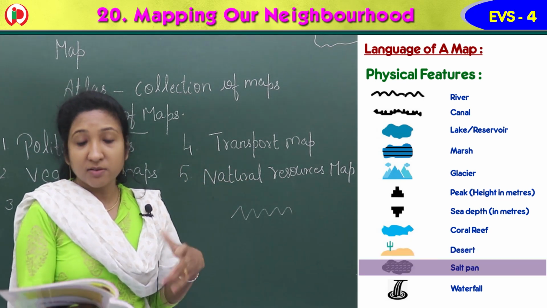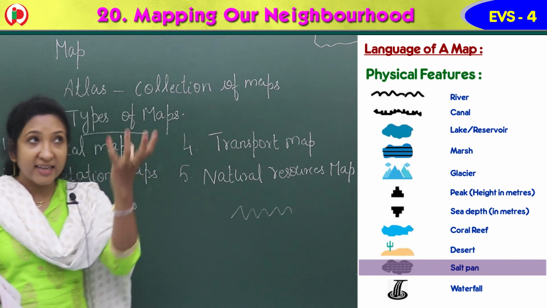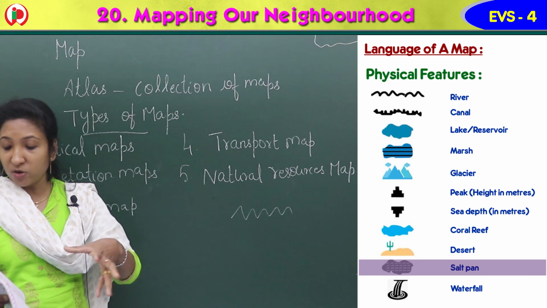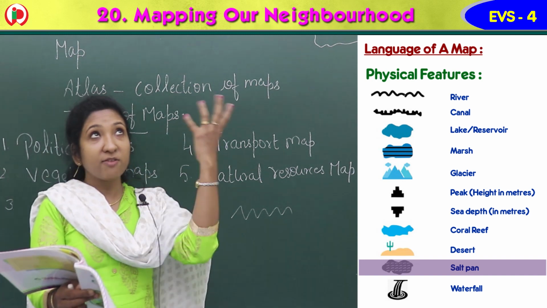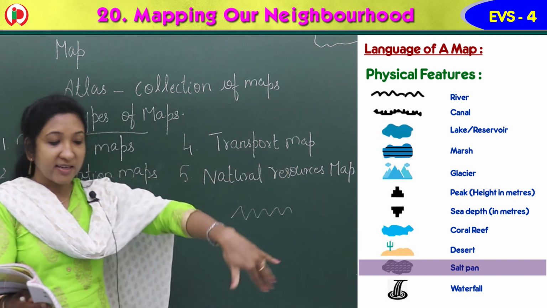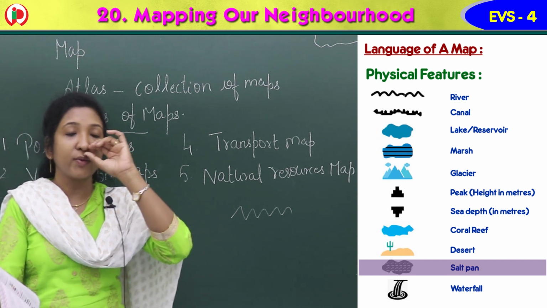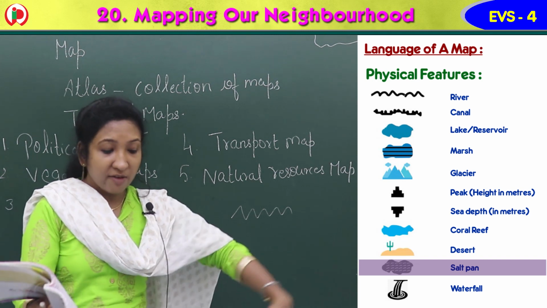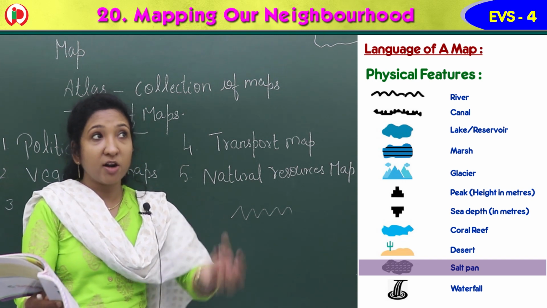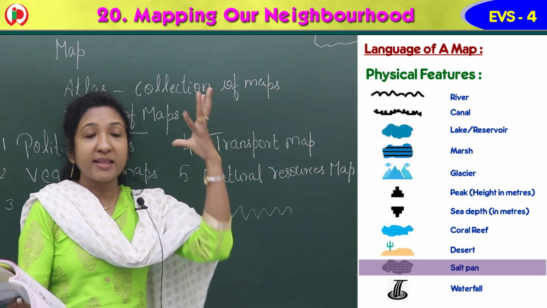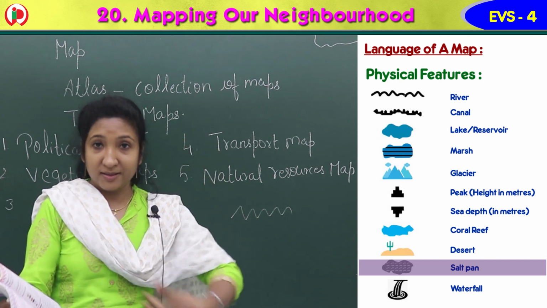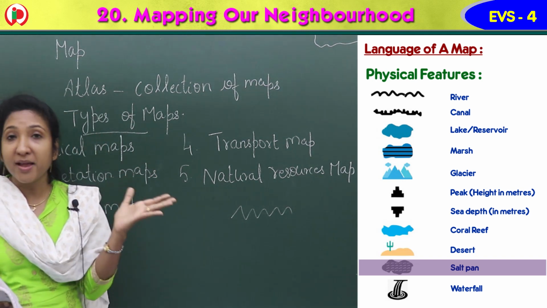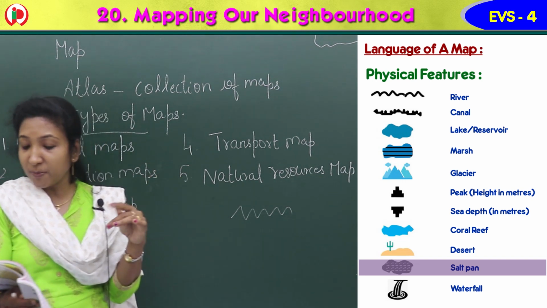Then salt pan, you know, is a shallow container in the ground near the sea where salt water evaporates, and what happens, it leaves deposits of salt. This is the way we take salt from the sea, isn't it? So the image or symbol you can see there represents a salt pan on a map.